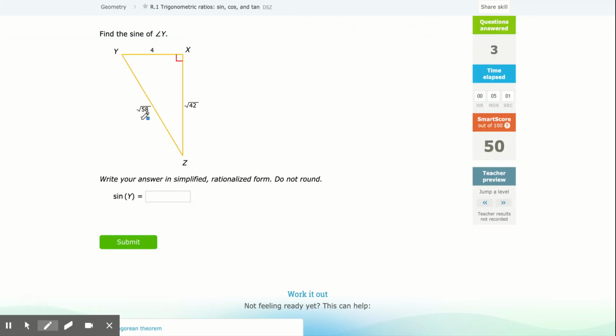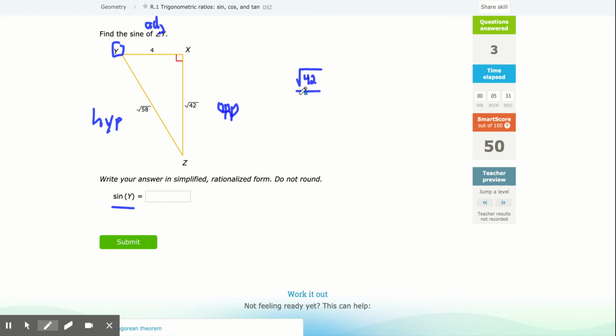Here's one with some square roots. But let's first find the ratio. Sine of y. Here is y. Here's the hypotenuse, because it's across from the right angle, or the side that doesn't form the right angle. This would be the opposite side of angle y. And then this up here would be the adjacent side, because it forms angle y. So when we're asked for the sine, it's opposite over hypotenuse. It's the square root of 42 over the square root of 58.